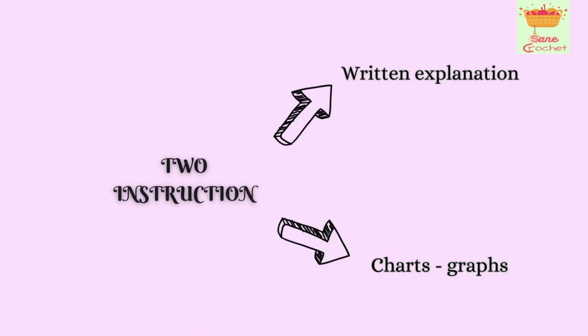Two types of instructions will be available. One is written instruction, same as a crochet pattern. This many stitches will come on the row. This many stitches come in the next row. Like simple instructions, same as a crochet pattern. Another form is a chart instruction.